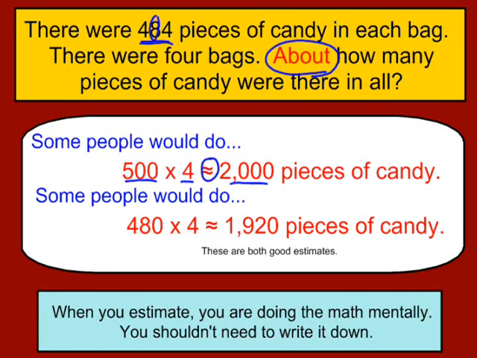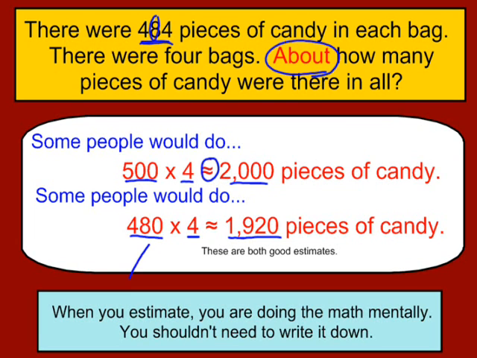Now some people might actually take that same number, 484, and they might round it to the nearest 10, which would be 480. And then they would multiply that times the 4 bags and get 1,920 pieces of candy. That's also an excellent estimation and probably a little bit closer to the actual answer.